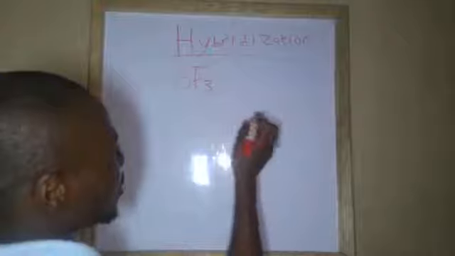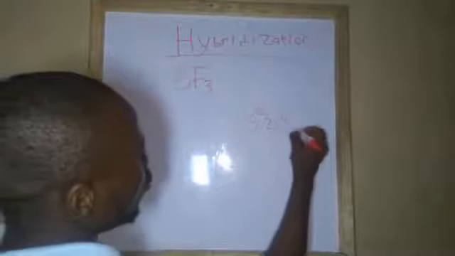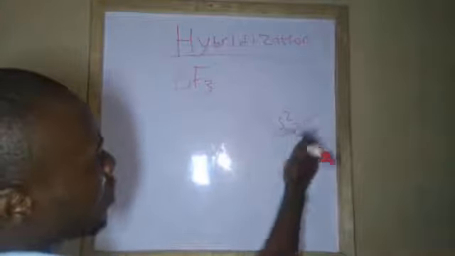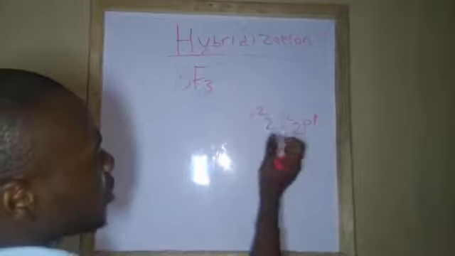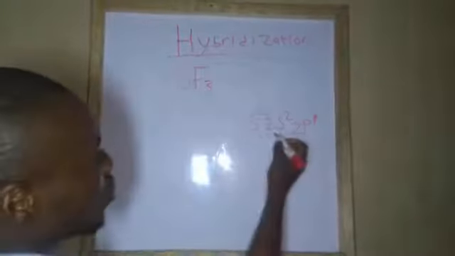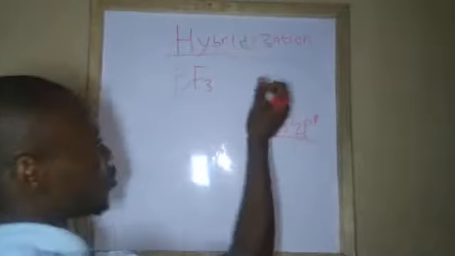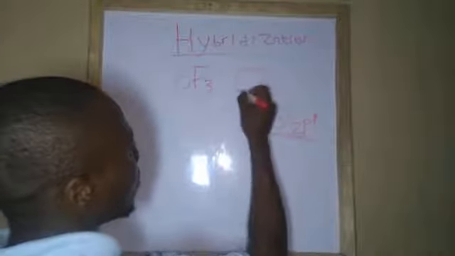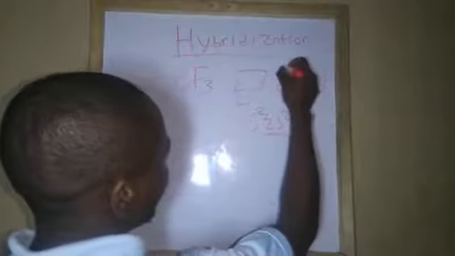So it will be 1s2, 2s2, 2p. So with atomic number of 5: 1s2, 2s2, 2p1. Are you following? The issue is usually between S and P. So in order not to waste time, take this as your 2s, then this is your 2p.